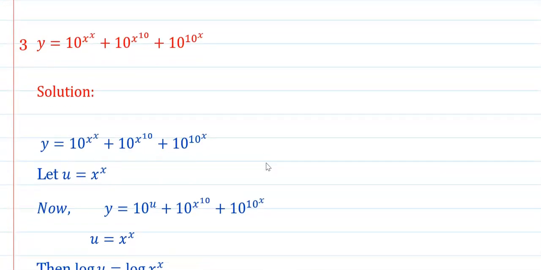Okay. Now the next problem. Y is equals to 10 raised to x raised to x plus 10 raised to x raised to 10 plus 10 raised to 10 raised to x. Okay. Now here again, y is equals to, here we first substitute u is equals to x raised to x. So how will the expression become? Y is equals to 10 raised to u plus 10 raised to x raised to 10 plus 10 raised to 10 raised to x. Okay.